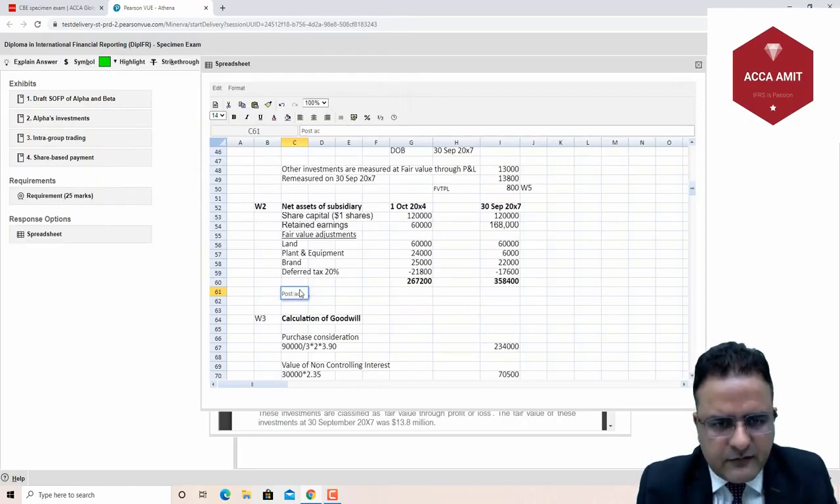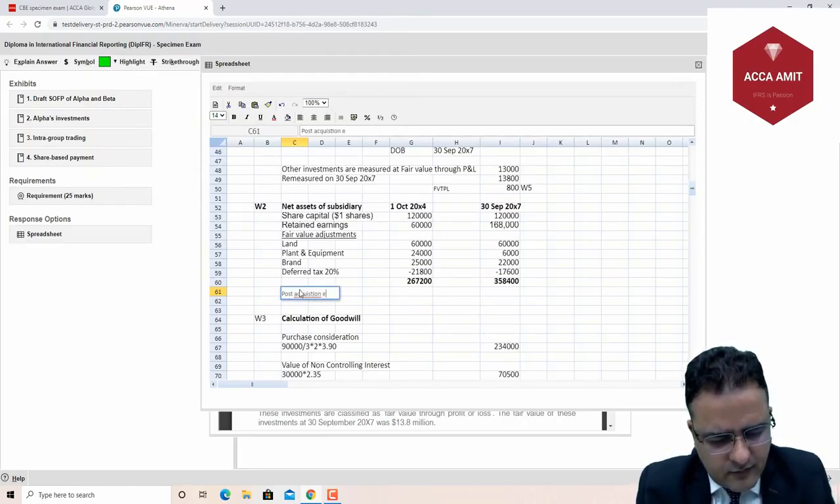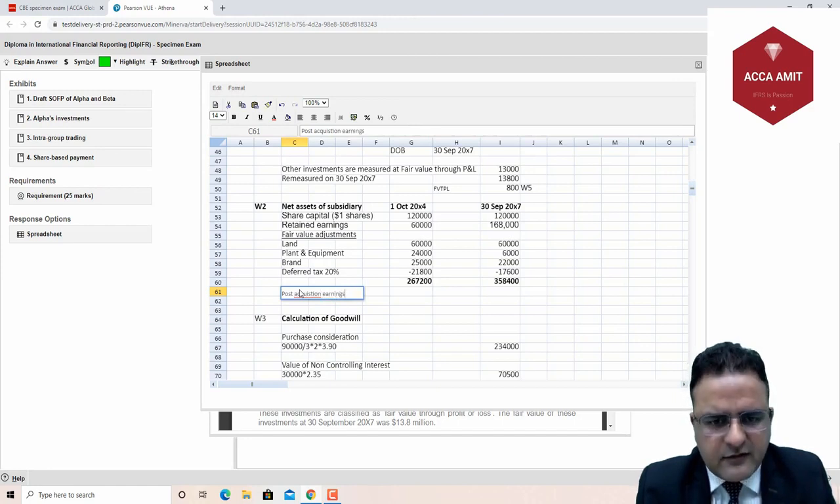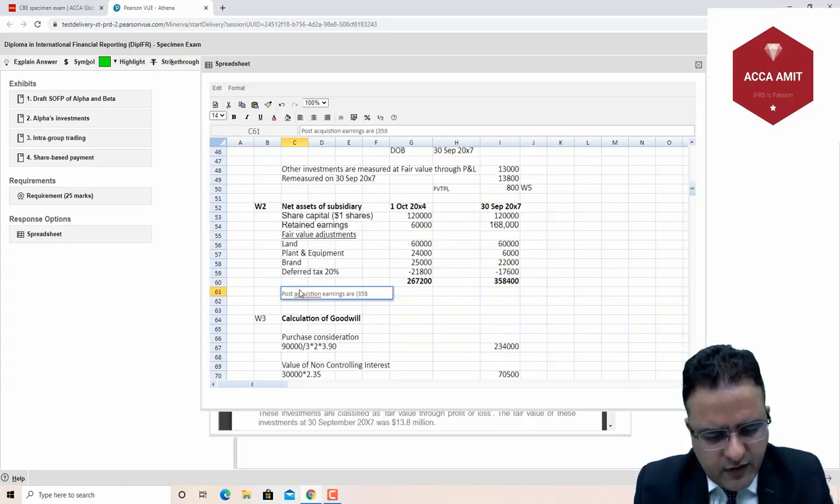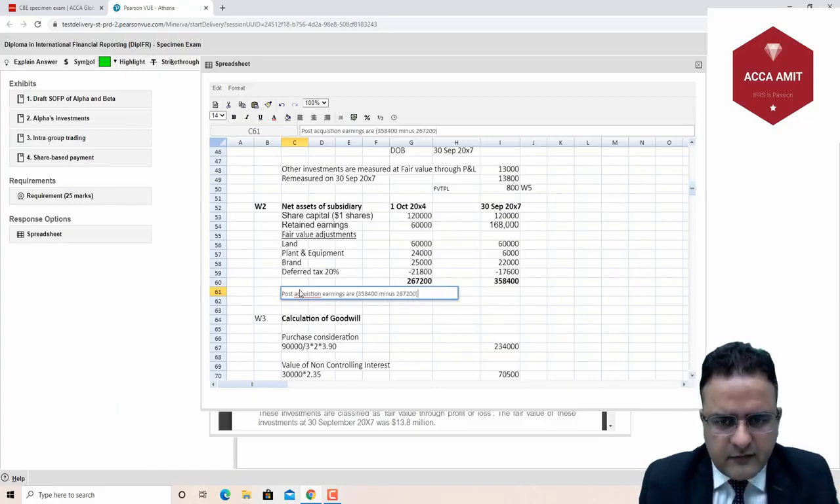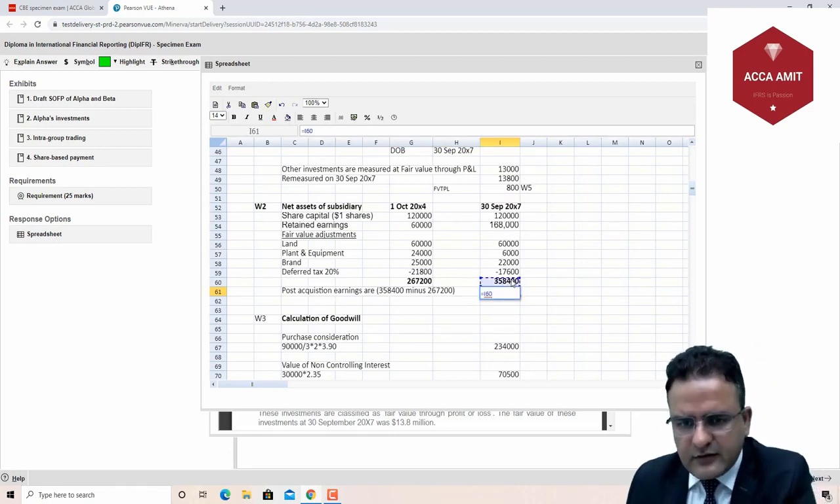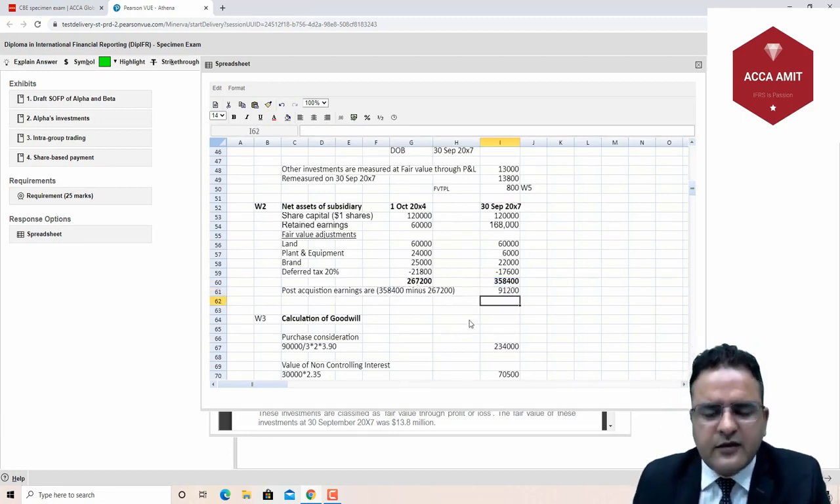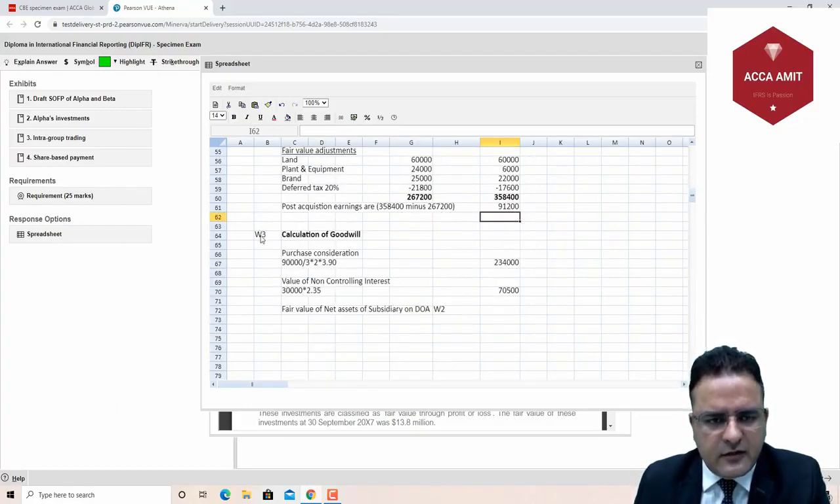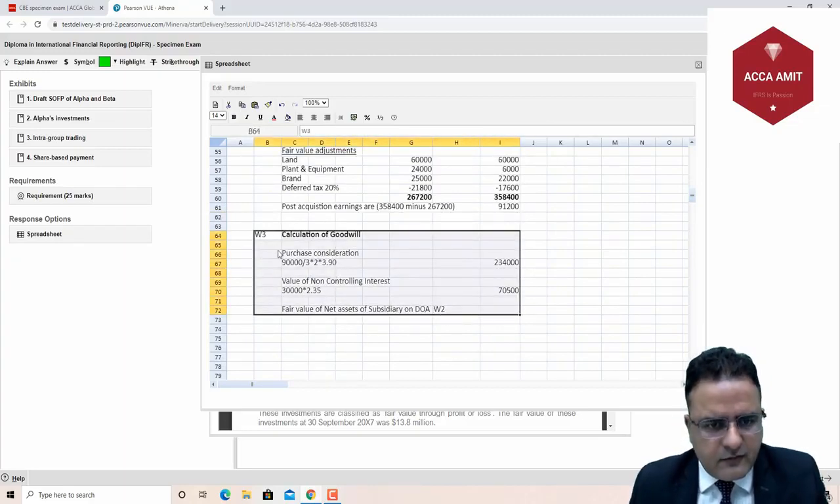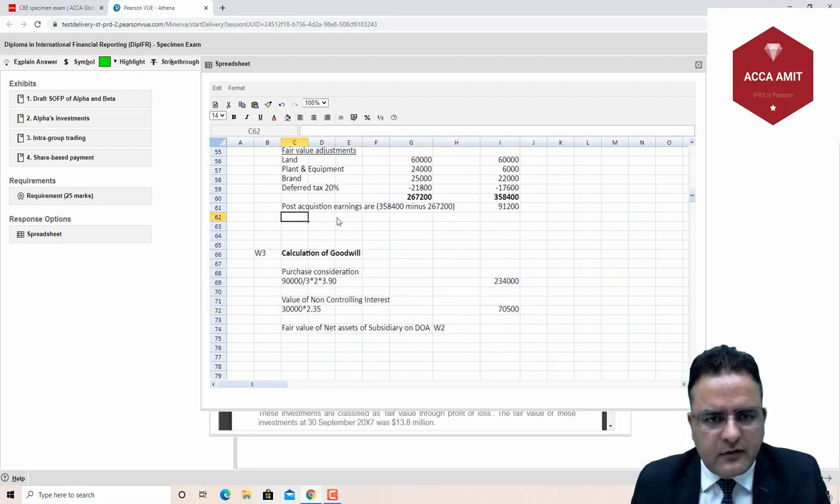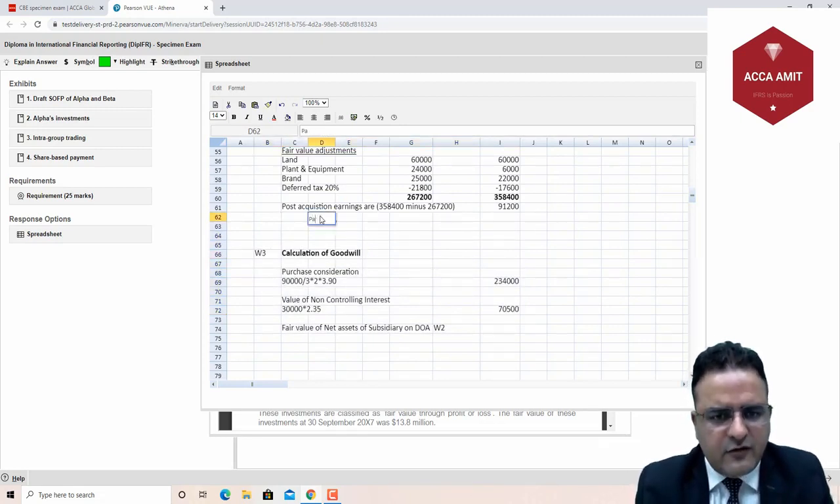Post acquisition earnings are 358,400 minus 267,200. The balance is equal to this minus 267,200. 91,200 is the post-acquisition earnings, in which parent has a share, that is Alpha has a share.